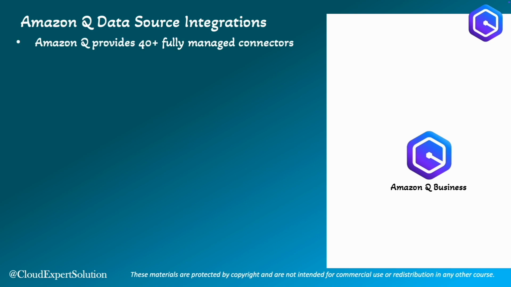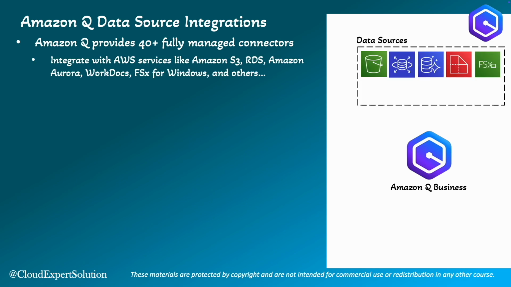Amazon Q Business offers 40 plus pre-built connectors that can connect to your data sources so that you can implement a generative AI solution with minimal configurations. You can integrate with AWS services like Amazon S3, Amazon RDS, Amazon Aurora, WorkDocs, FSx for Windows, and others.